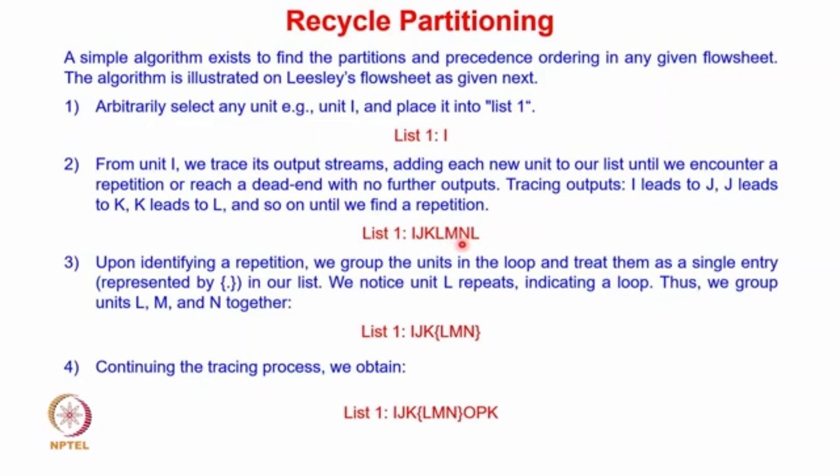So now you can see that after grouping, this is what we have obtained: I, J, K, and this L, M, N, which we have grouped into one unit. That is why this curly bracket is there, isn't it? So this L, M, N, we have grouped as a single unit. Now let's continue tracing the output.